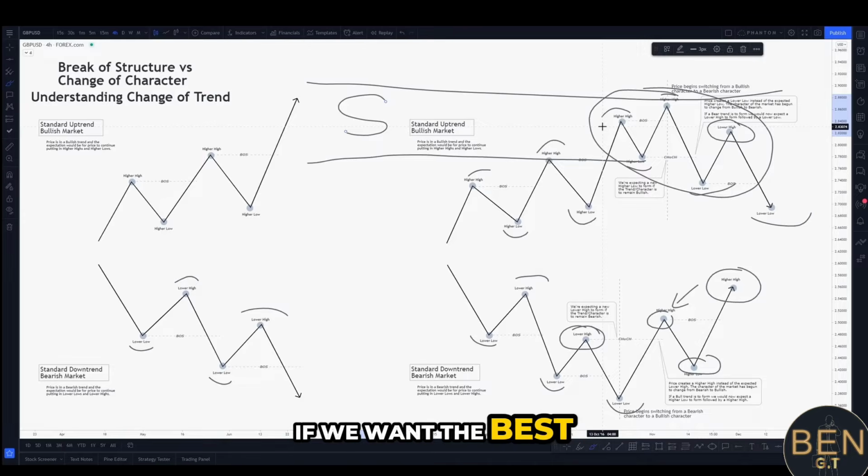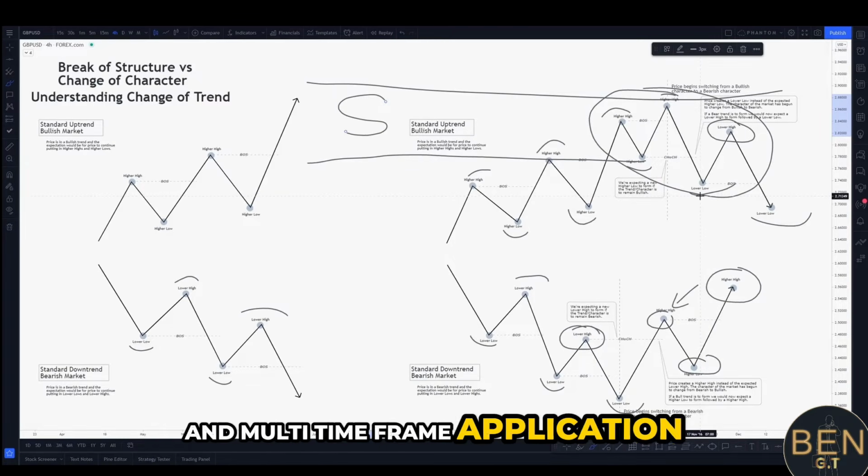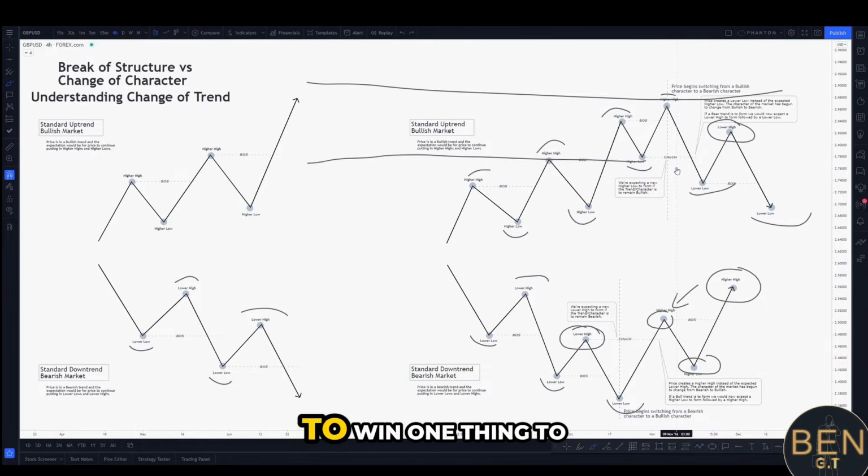If we want the best chance of success for our trades, or the best edge or probability in catching that successful trade, we want to wait for the lower time frame trend to also align with our overall trade idea. So in this case, we're looking to sell. We'd be wanting to wait for bearish price action on a lower time frame, understanding the fractal nature and multi-time frame application of market structure so that we can put ourselves in the best position to win.